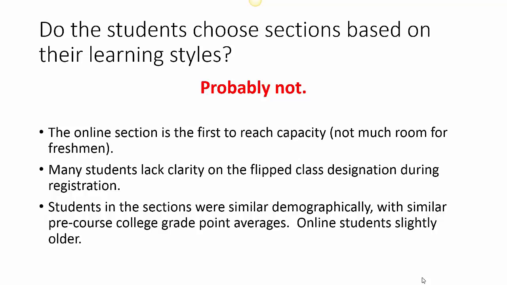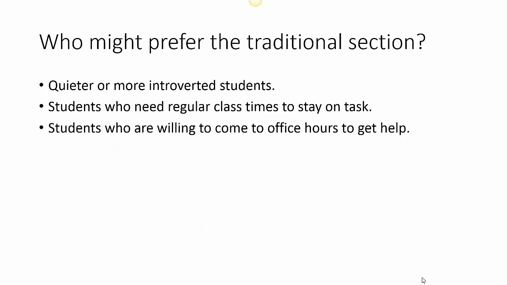And the students, we did do some research, and the students in the traditional, the flipped, and the online class are similar demographically. They have similar pre-course college GPAs, but the online students are slightly older, again because the online section fills up first, and based on seniority that goes to the older students.